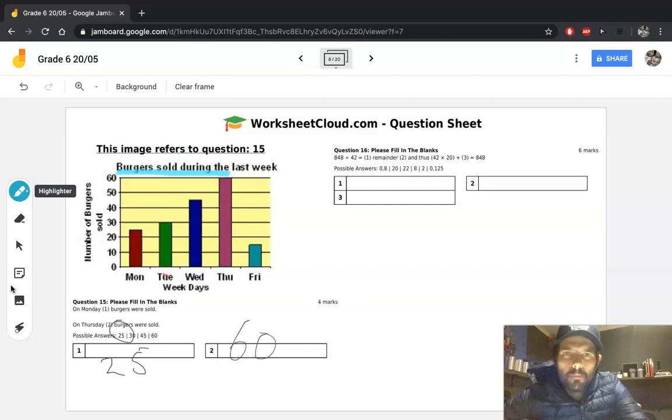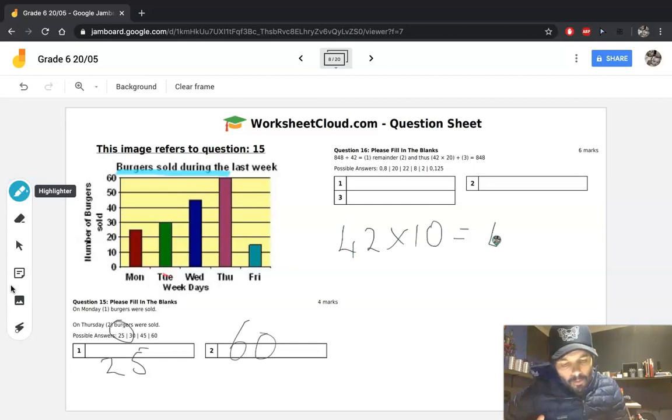Then question 16, 848 divided by 42 equals what, remainder, what? Okay, so straight away we know there's a remainder, which is quite cool. And this 42 times 20 plus 3 equals 48. So they're kind of giving us an idea of the answer, okay? And if we go work it out, just to remind you how we were doing a long division, we were changing it into a multiplication sum because we found it easier to multiply by friendly numbers, and friendly numbers ended in 0.